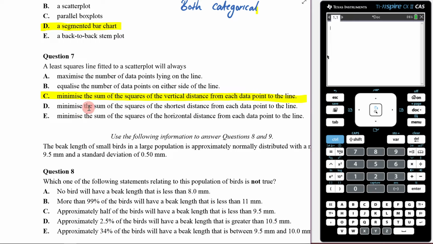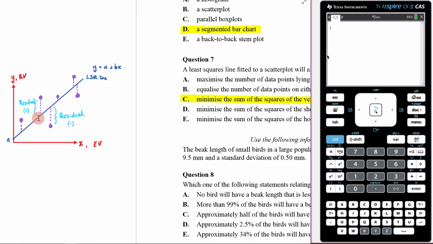The other ones, minimize the sum of the squares of the shortest distance from each, no. Minimize the sum of the square of the horizontal distance, no. It's the vertical distance. The vertical distance. As you can see here, it's the vertical distance right there. All right, that's question 7.